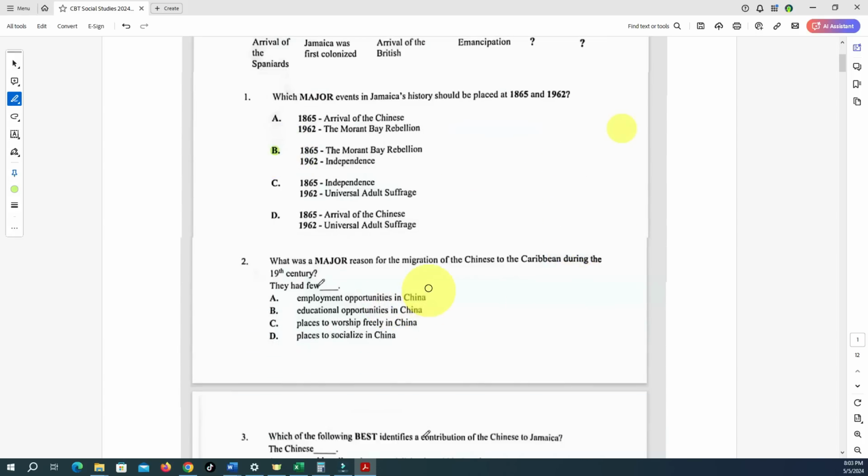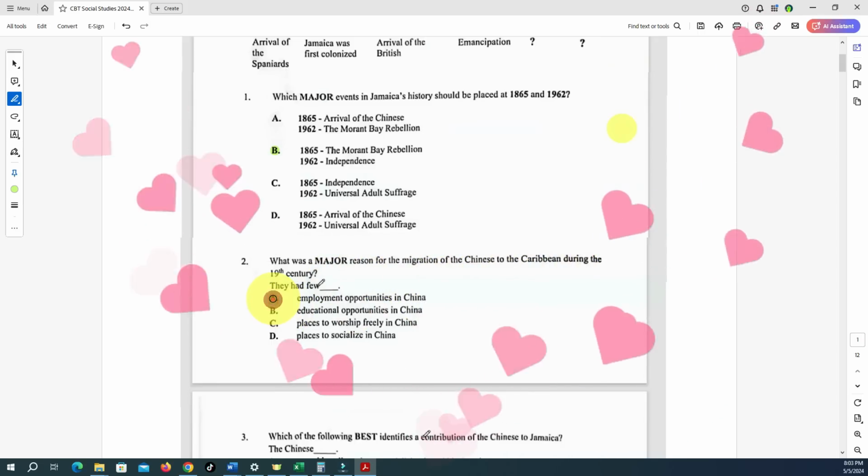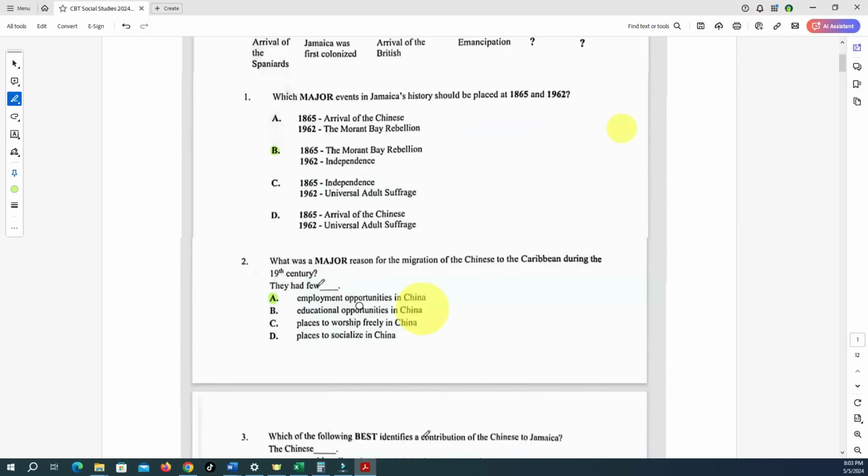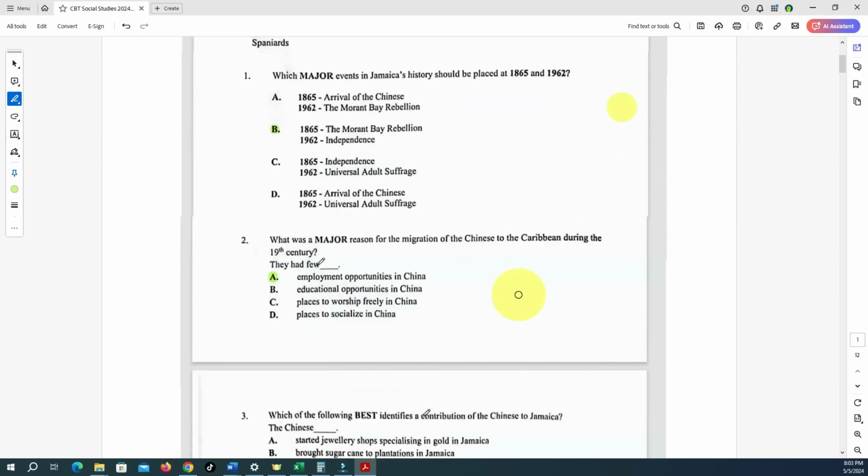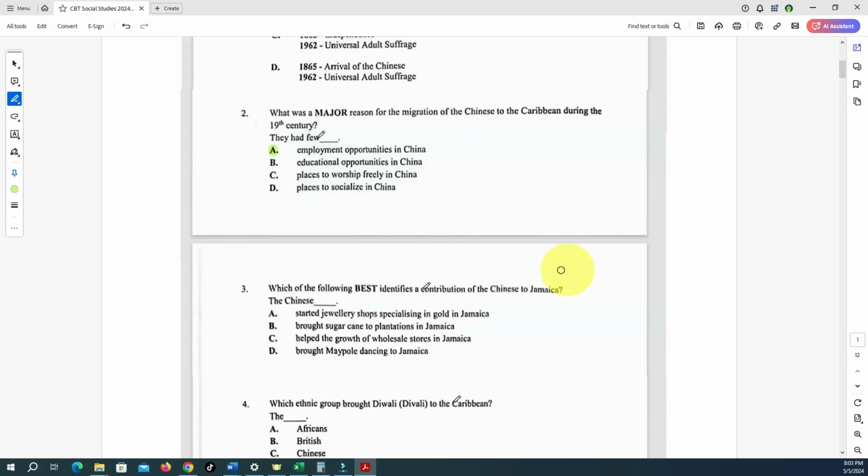Alright, what was a major reason for the migration of the Chinese to the Caribbean during the 19th century? Employment opportunity in China, education opportunity in China, places to work freely in China, places to socialize in China. Okay, I say that it's employment opportunity in China. I think this was a trick. It should say employment opportunity in Jamaica. However, I think they spin it around.